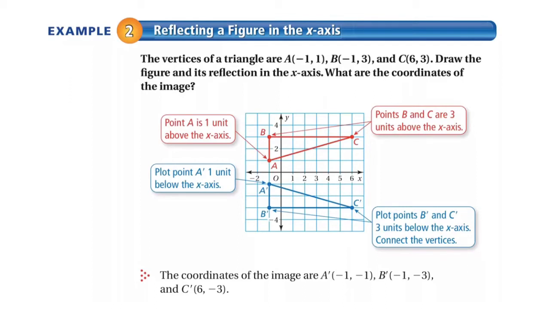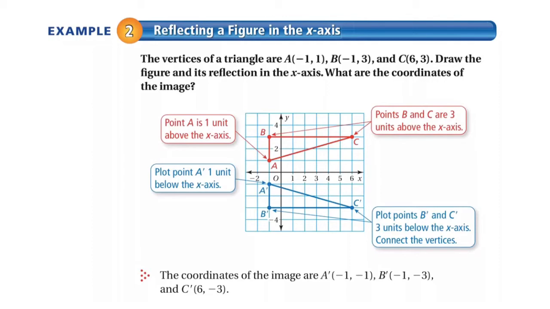For example 2, reflecting a figure in the x-axis. The vertices of a triangle, and this is the red triangle, are A (-1, 1), B (-1, 3), and C (6, 3). So they drew that red triangle in there. Its reflection in the x-axis is the blue triangle down below. Notice the x-coordinates stay the same. A was on negative 1 for the x-coordinate, and it's still on negative 1. But the y-coordinate went from 1 down to negative 1. We take the opposite of the y-coordinate.